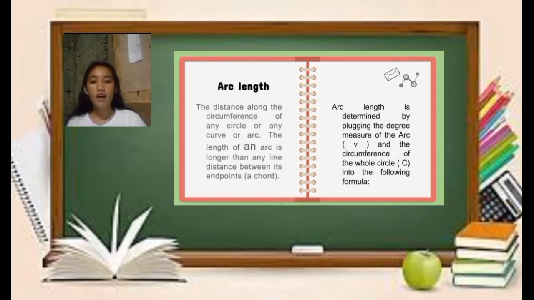Next is arc length. Length is the distance along the circumference of any circle or any curve or arc. The length of an arc is longer than any line distance between its endpoints or a chord. Arc length can be determined through this formula.